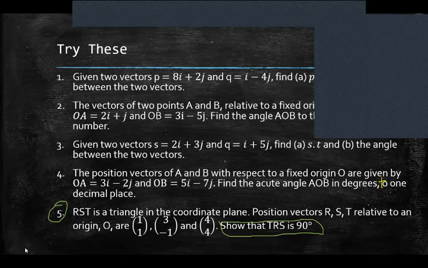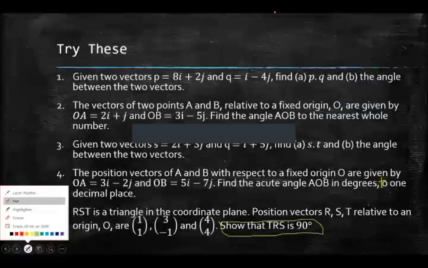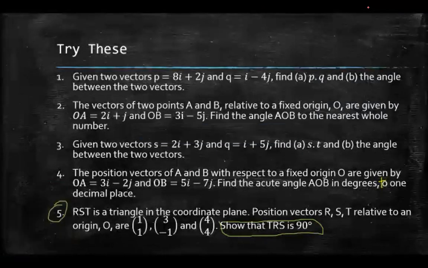What you will do, not trial and error, you will draw a sketch of this because we have the points. Then you would be able to find out which two vectors you should be using. Do not do that trial and error thing, please. You're wasting your time. Okay?